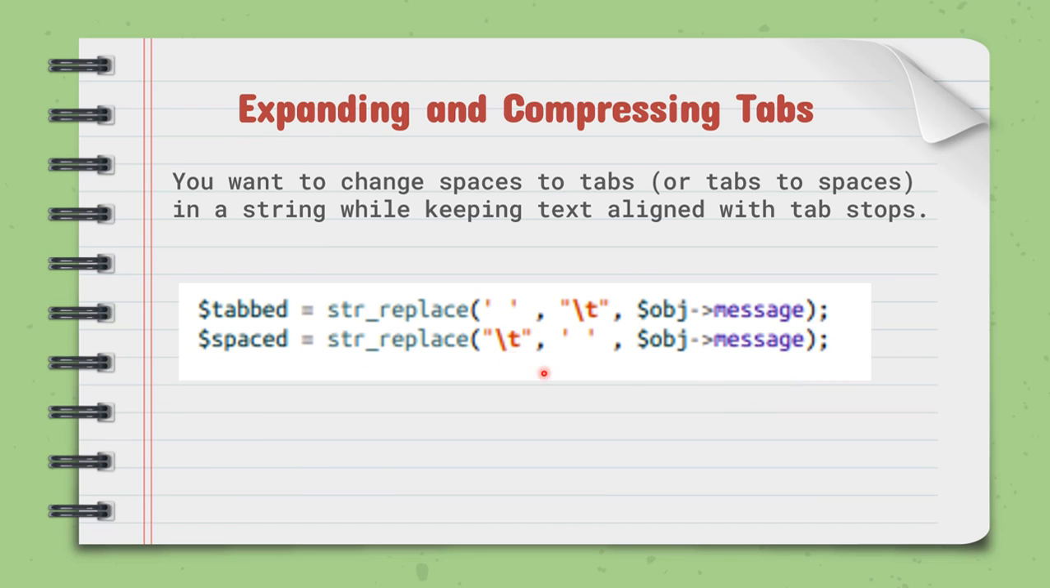Okay. Next we have expanding and compressing tabs. You want to change spaces to tabs and tabs to spaces. We have a simple function for it, in which first we have the thing which we want to replace, in the second argument we have the thing which we want in the replacement, and in the third we have the string in which we want to make those changes, and it will simply give us the result if we print it on our screen.